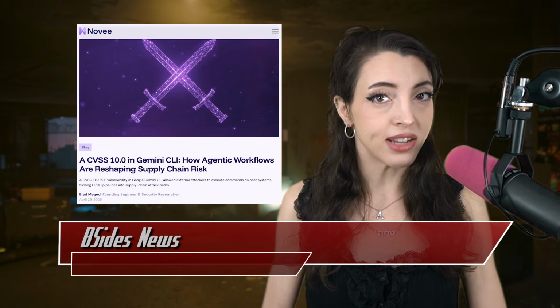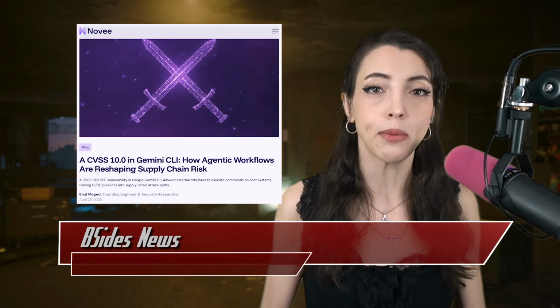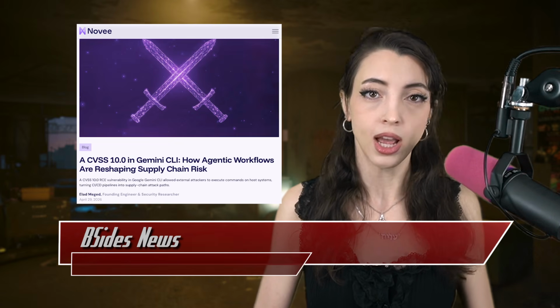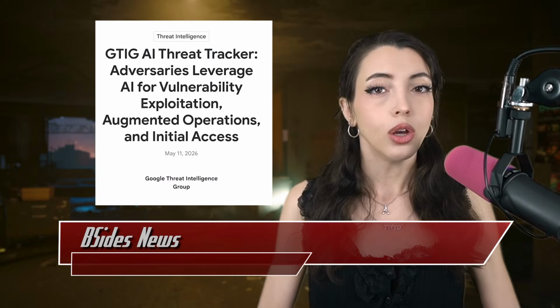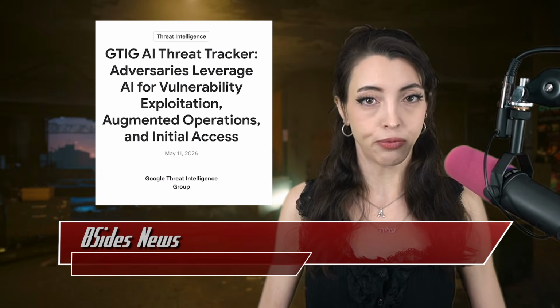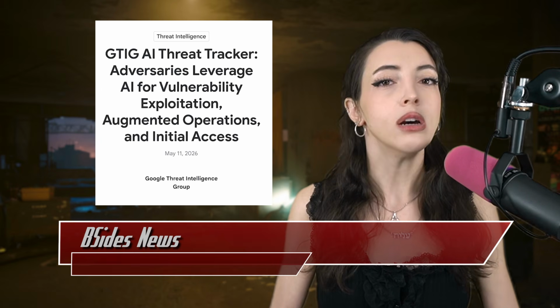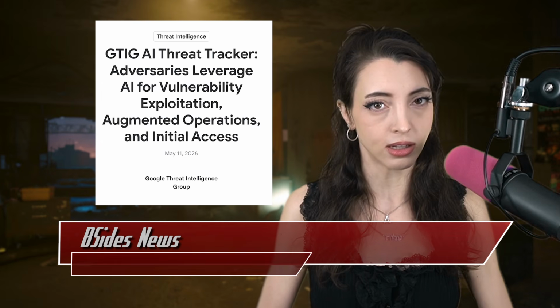The Google Gemini CLI had a 10.0 CVSS critical vulnerability that would allow Gemini to run untrusted folders during autonomous execution. This could lead to remote code execution due to malicious environment variables. Google has found a collaboration of threat actors using AI to develop zero-day exploits, what they're calling the first time the technology is used in such a malicious context.